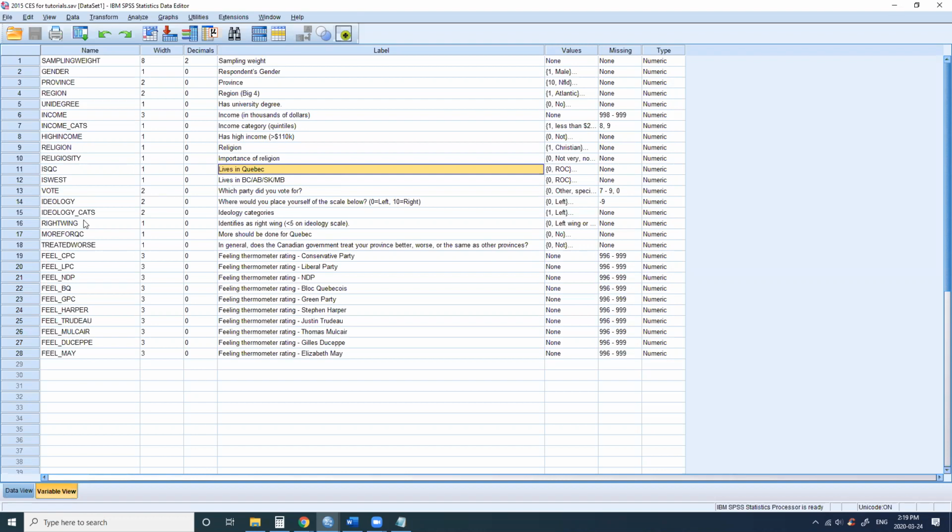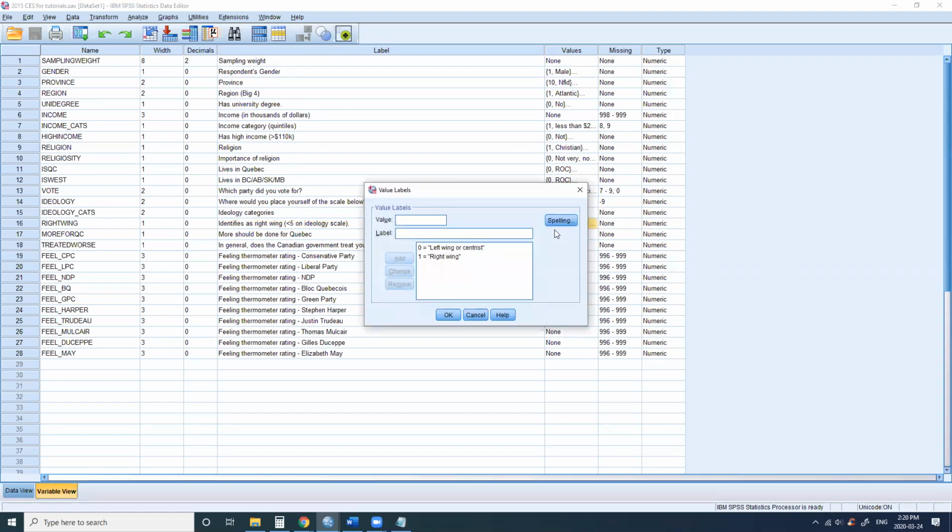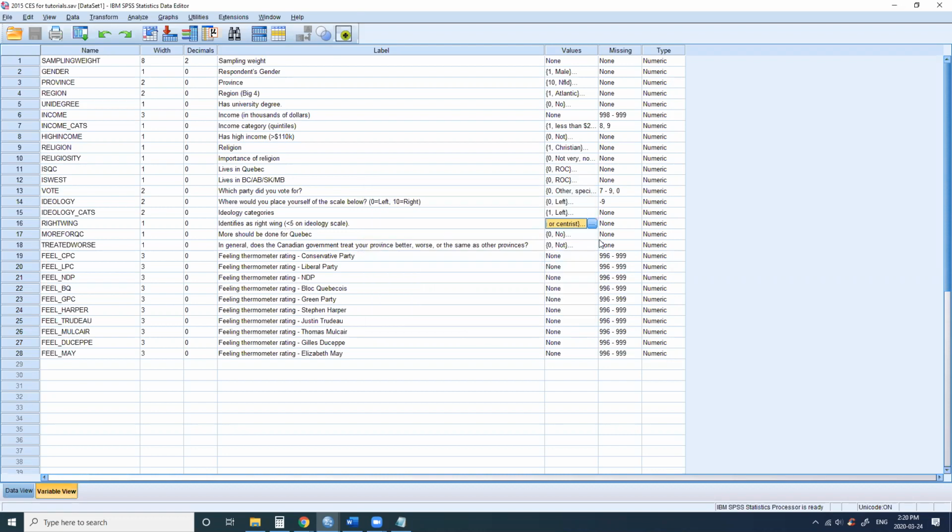So we have this right-wing variable. So this person identifies as right-wing, and it's coded as 1 if somebody identifies as right-wing, and it's coded as 0 if somebody identifies as left-wing or centrist. And how this question works is they ask people, on a scale of 0 to 10, where 0 means very left-wing and 10 means very right-wing, where would you place yourself?